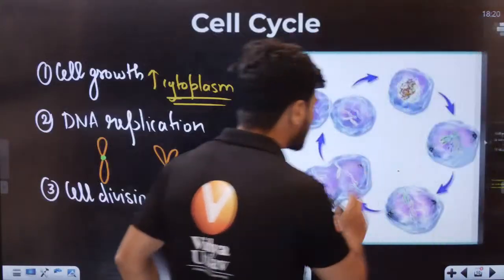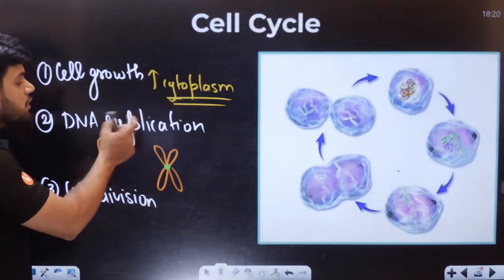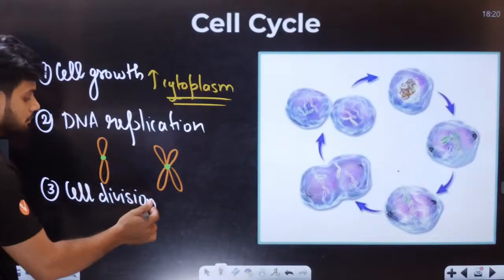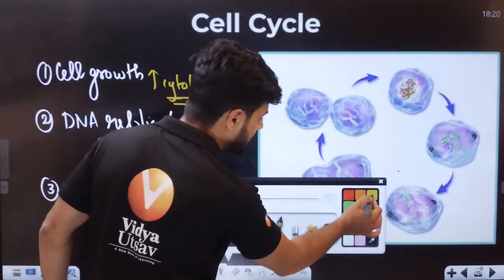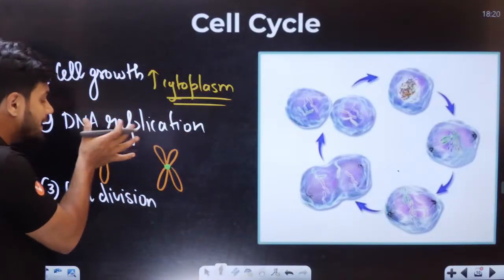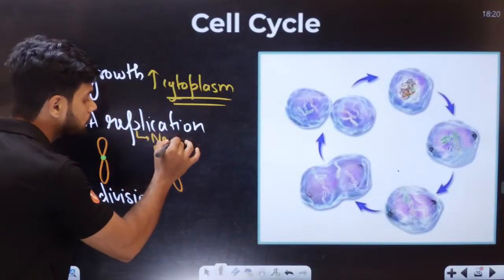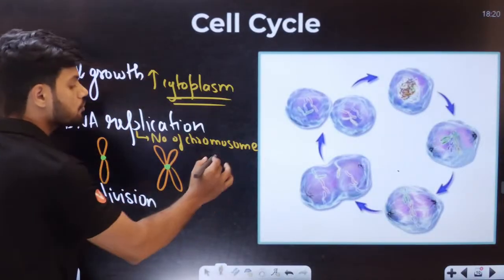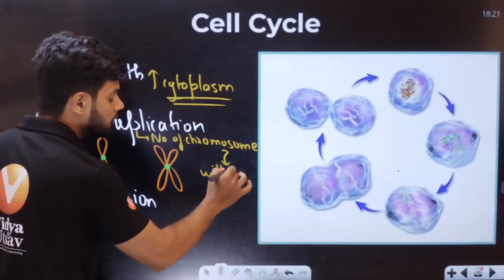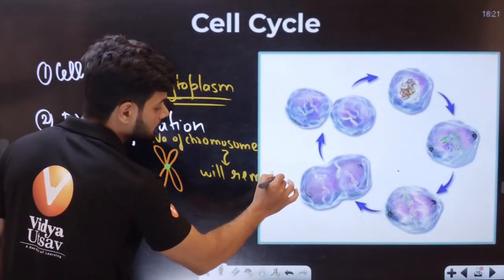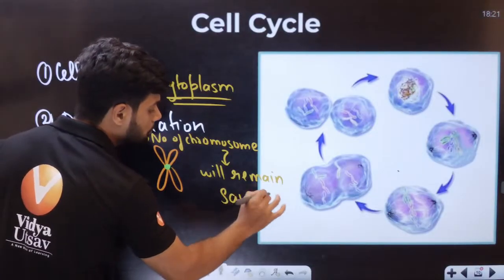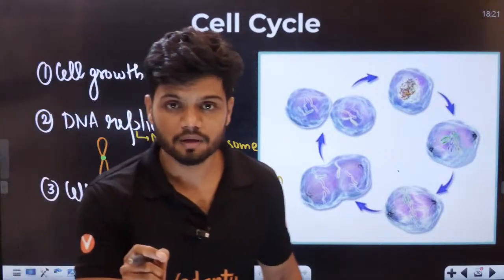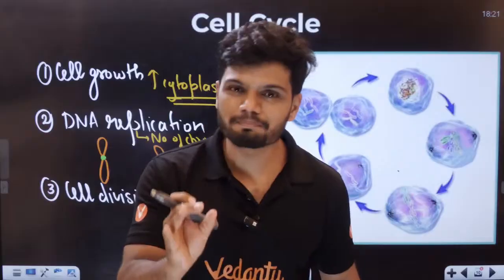Now students, if you come back here, in DNA replication, what is happening? In DNA replication, the number of chromosomes will remain the same. Please listen to me very carefully, this is very important. In the entire DNA replication, the number of chromosomes will always remain the same. So what is the changing part here? The changing part is the DNA content.